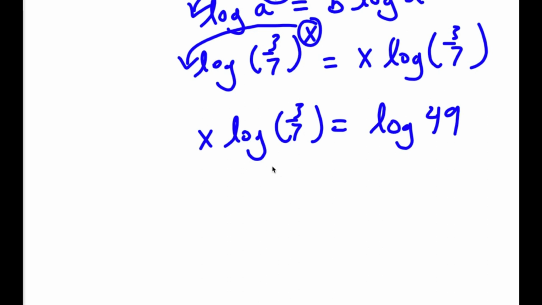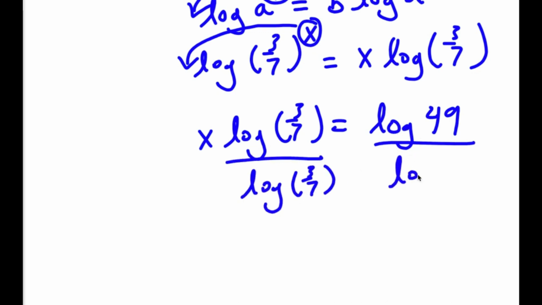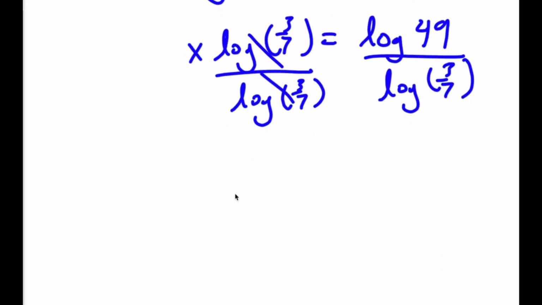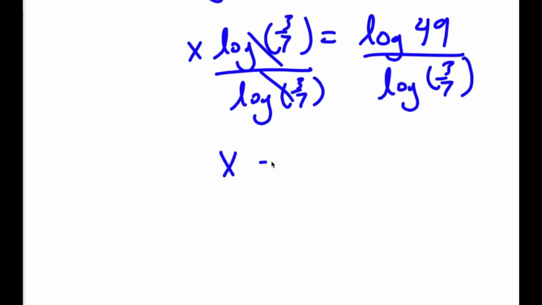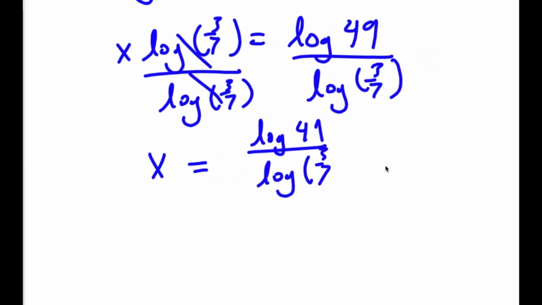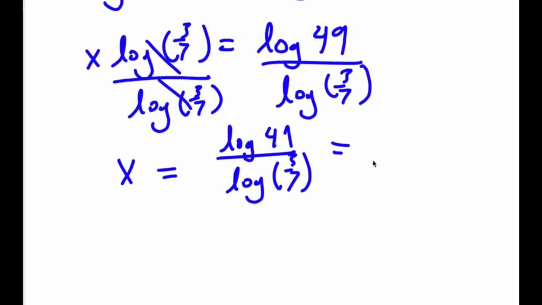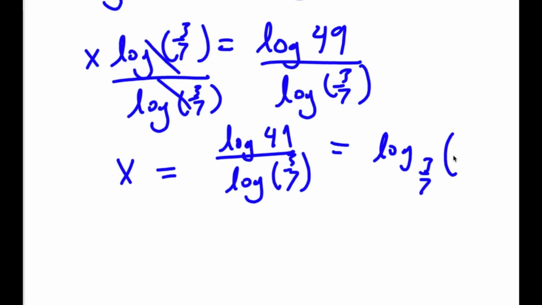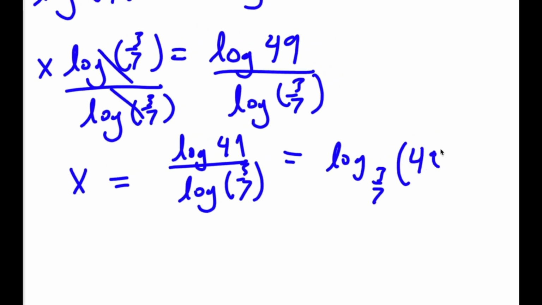So now I can divide both sides by log 3 over 7. So then these two cancel out, and I would be left with x is equal to log 49 over log 3 over 7, which is the same thing as log base 3 over 7 of 49.